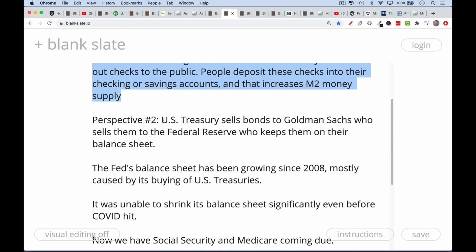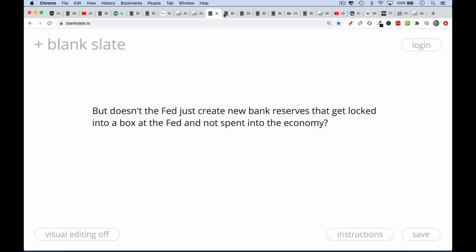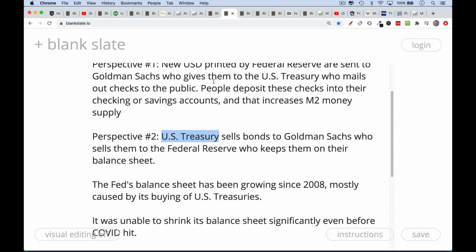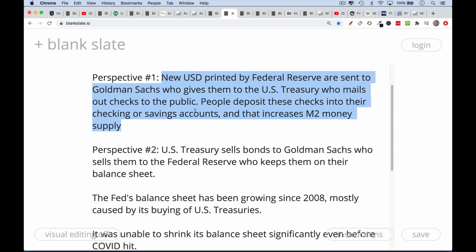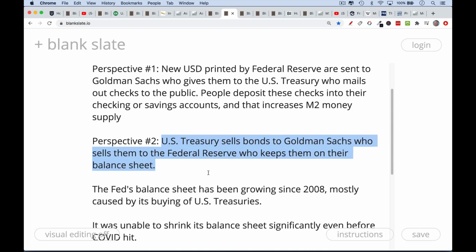Perspective number two: the U.S. Treasury, in order to raise this money to send out checks, sells Treasury bonds, sells government bonds to Goldman Sachs, who sells them to the Federal Reserve, who keeps them on their balance sheet. And as we saw here, once these treasuries end up on the balance sheet, it's a little bit like the Roach Motel, or Hotel California, and they never check out again. They may mature, but then the Fed buys more and replaces them. So you have these two paths where U.S. dollars make their way out into the economy, and this piece of paper, this IOU from the federal government, makes its way onto the Federal Reserve balance sheet.